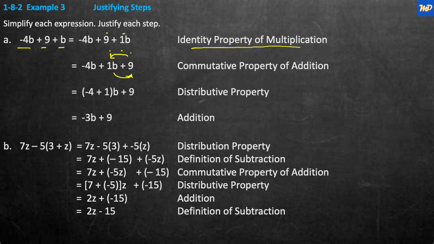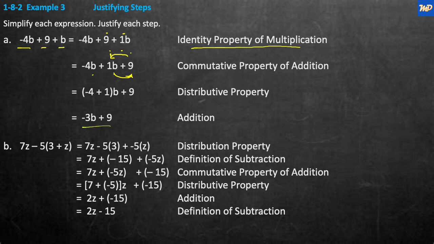So now we're going to use the distributive property. I'm going to take the b out of both of these terms and separate it out. So I'm going to end up with the quantity negative 4 plus 1 times b plus 9 using the distributive property. And then finally, I'm going to add these two terms together, which is negative 4 plus 1, which is negative 3. And then once I do that, the parentheses are gone, and it's negative 3b plus 9.